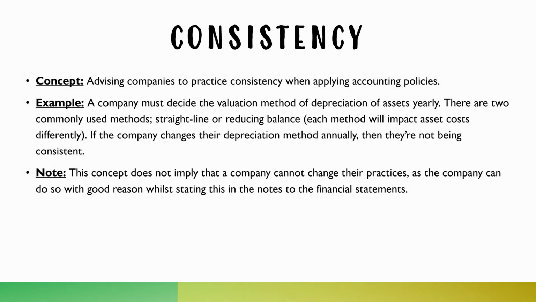The next accounting concept is about consistency. Businesses are advised to practice their accounting policies consistently to allow for more accurate decisions to be made, in addition to being able to forecast data on a consistent basis. For example, when a company decides the valuation method to depreciate certain assets annually, there are two commonly known methods. The straight line method is a fixed reduction in value each year based on the starting cost of the asset, whereas the reducing balance method charges depreciation each year based on the new net book value of the asset, which is cost minus depreciation.